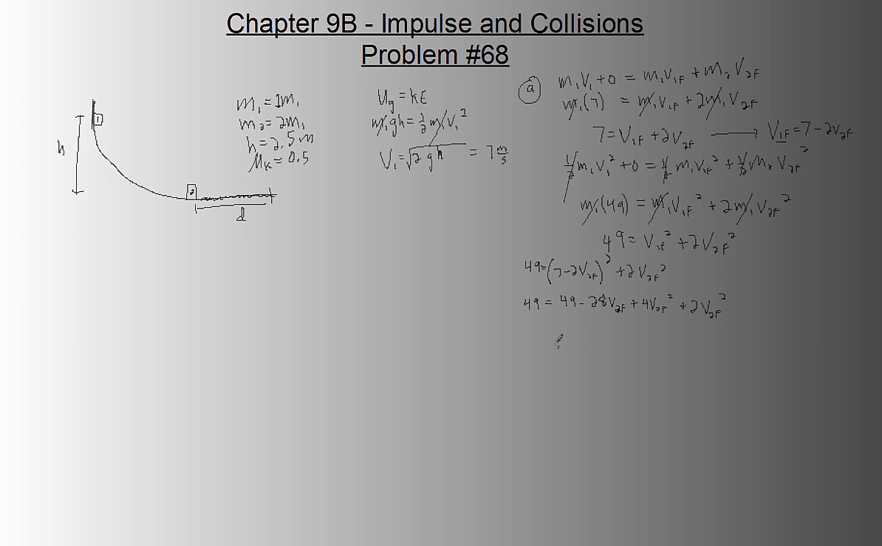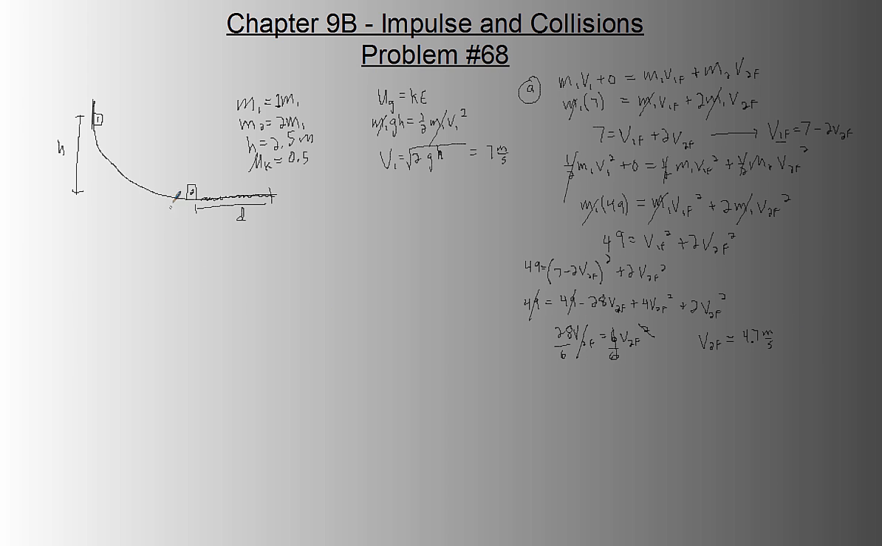Let's move it around. Oh, we don't need to. The 49s cancel. Yay, that's nice. So we get 28 v2f equals 6 v2f squared. This v2f cancels as one of these. Divided by 6 on both sides. And you get v2f equals 4.7 meters per second. We done yet?